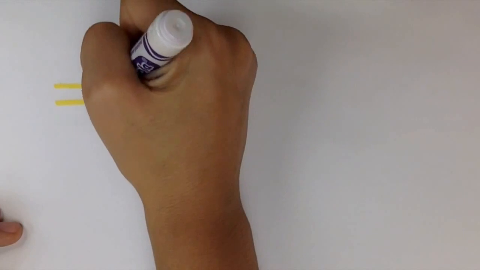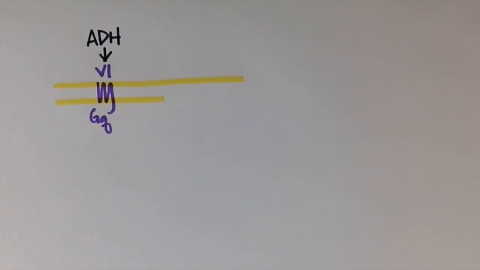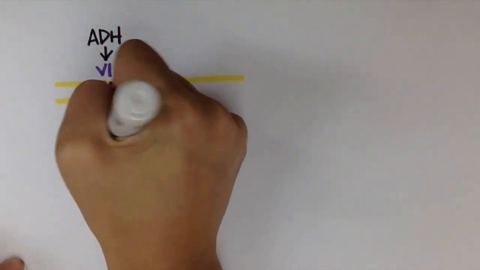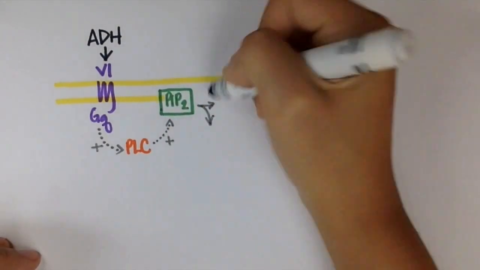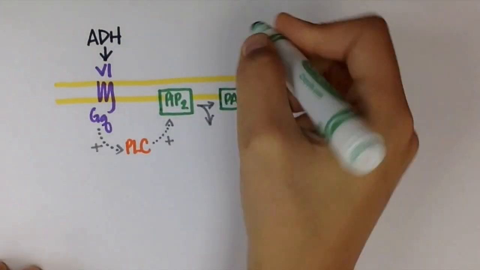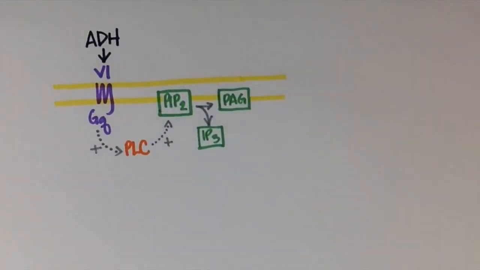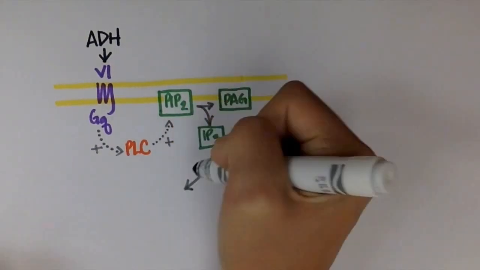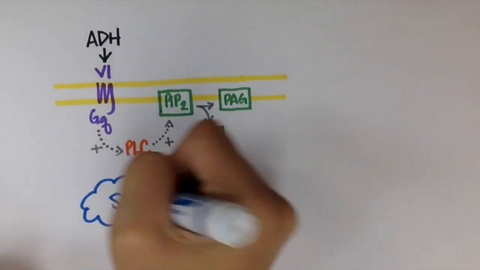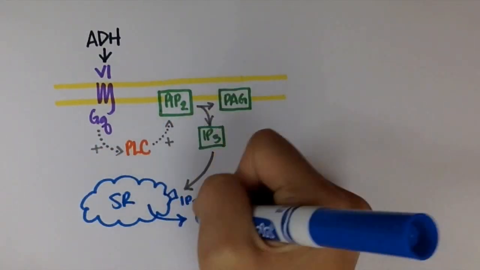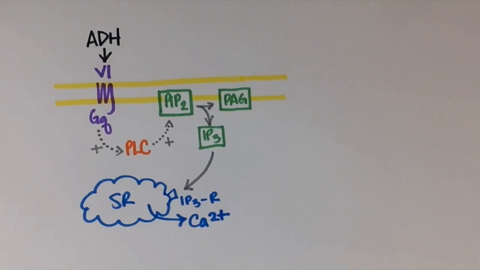V1 receptors are GQ protein-coupled receptors. When vasopressin binds to the V1 receptor, the GQ protein activates phospholipase C, PLC, causing PIP2 in the membrane to be cleaved into IP3 and membrane-bound diacylglycerol, DAG. IP3 increases the release of calcium from the sarcoplasmic reticulum by binding to the IP3-sensitive calcium channel, IP3R.